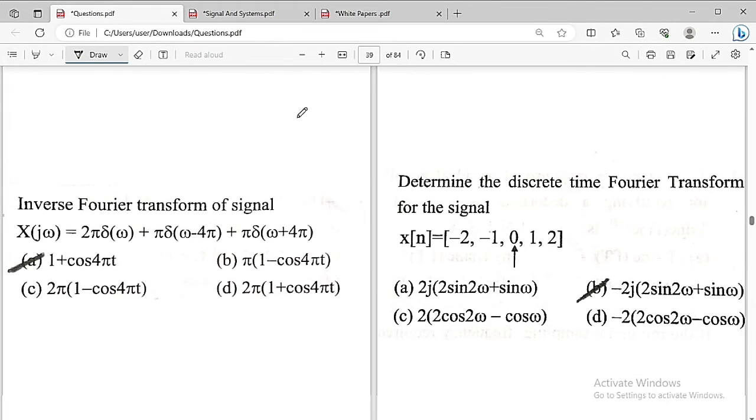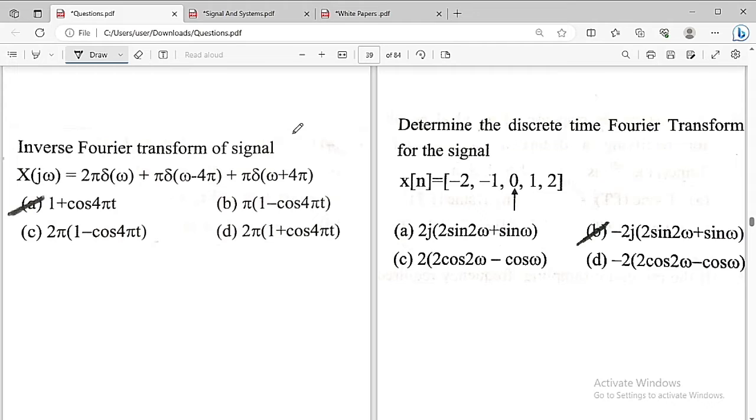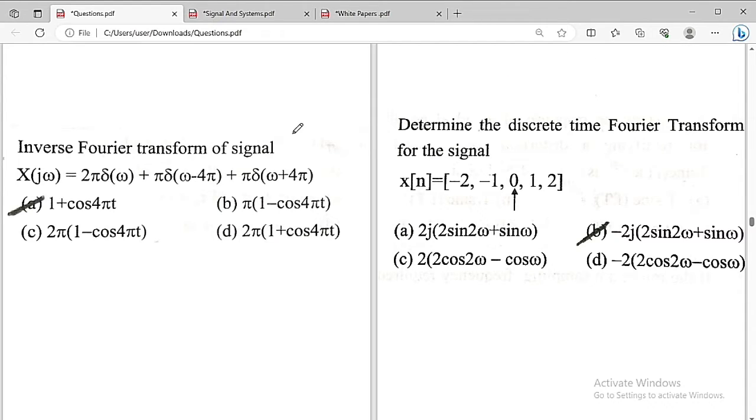So now we are going to solve another question. See the question here. The inverse Fourier transform of the signal.